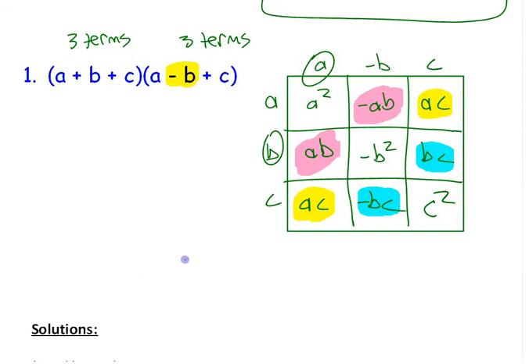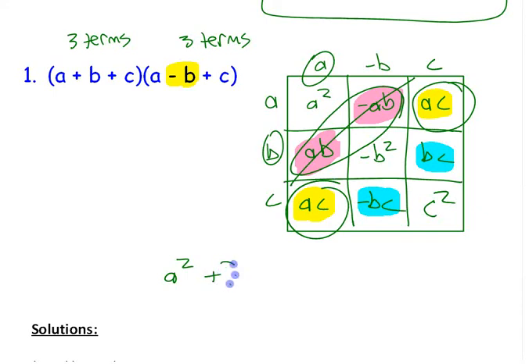I'm going to start by writing down A squared. I'm also going to write down B squared. It doesn't matter what order you put them in here. These two, plus AB and minus AB, they're going to cancel out. AB minus AB is nothing. Those disappear. You don't even have any AB terms. Whereas AC plus another AC, I'm going to have plus 2AC.